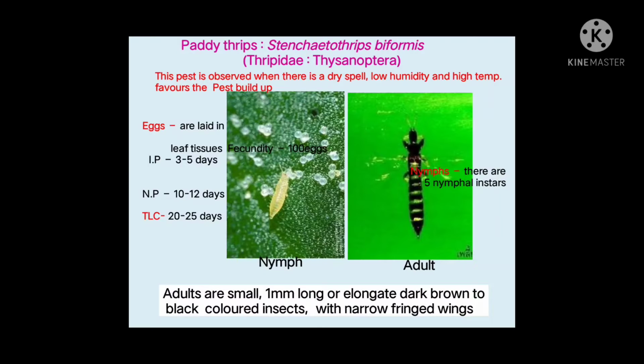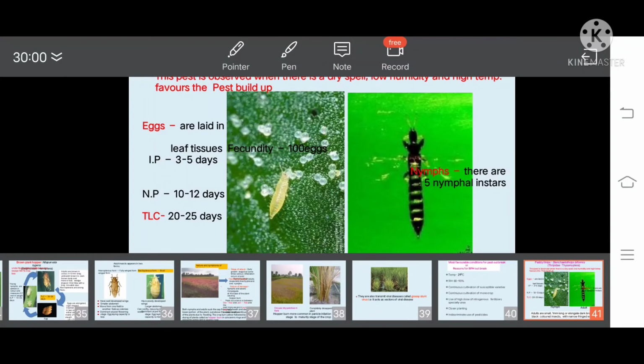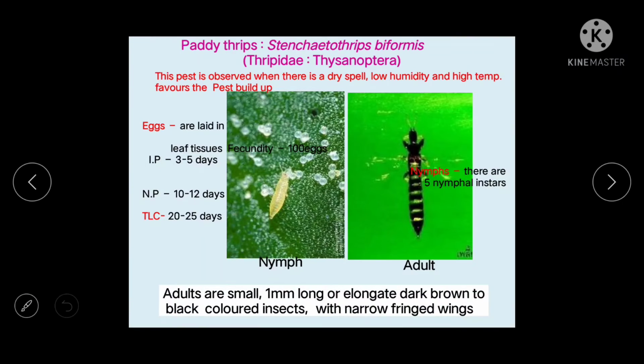So last class we have already discussed about the BPH, GLH, WBPH. So today we will start from the paddy thrips. Okay, so paddy thrips, it is also a sucking pest. It belongs to the family Thripidae and order is Thysanoptera. So the scientific name is Stenochaetothrips biformis.